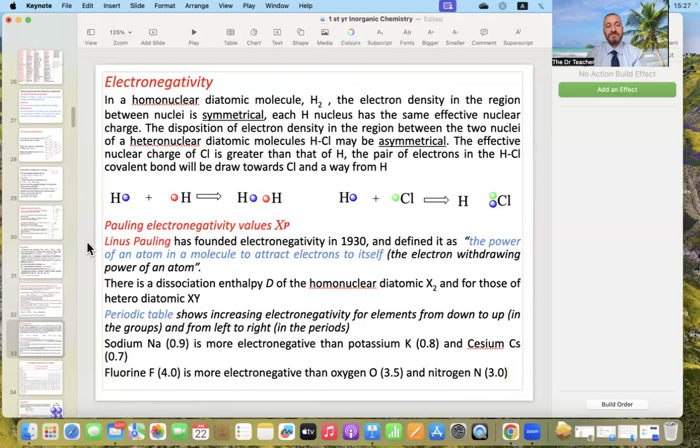Okay, so we have to know that electronegativity increases from bottom to top and from left to right. So the electronegativity of elements increases from the lower elements to the top in the groups. And from left to right, it increases. So we have to memorize this.